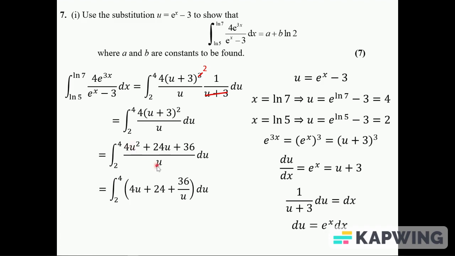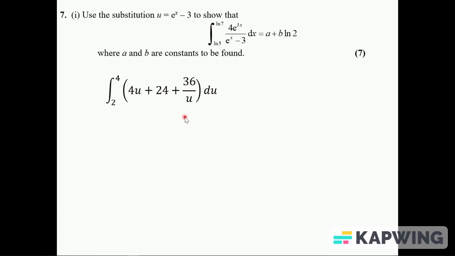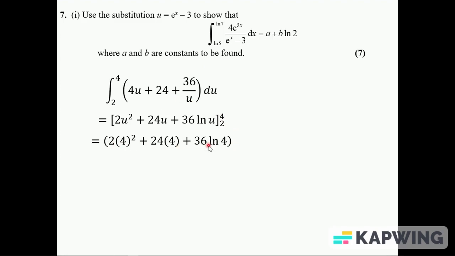This 4u squared over u gives me 4u, 24u over u is just 24, and this term is 36 over u. So to do the integration, this is just going to be 2u squared, 24u, and 36 ln u. Putting the 4 and the 2 in, that's what I get when I put the 4 in, and I've written it underneath.